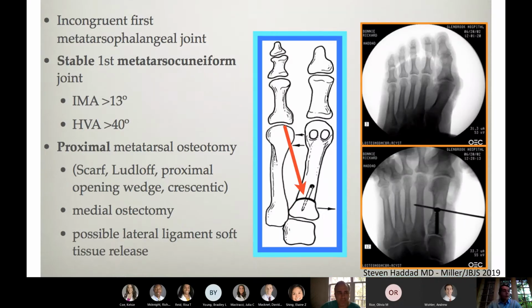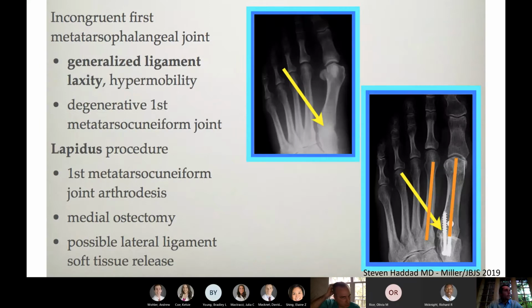Traditionally, as your IMA goes greater than 13 degrees, you start considering doing a proximal osteotomy or a Lapidus procedure. Both of those have a little bit more power in their correction, but they come with more soft tissue dissection, and all the other same tenets apply. You're trying to restore a congruent joint, that sort of thing.